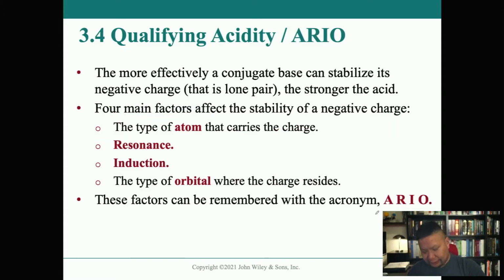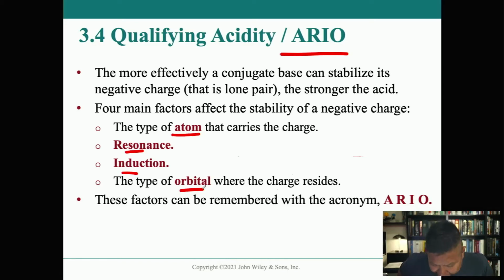So there's an acronym that we use called ARIO, and that stands for atom, resonance, induction, and orbital. Right? Those are the things that we look at when we want to analyze the stability of the lone pair on that conjugate base, right?